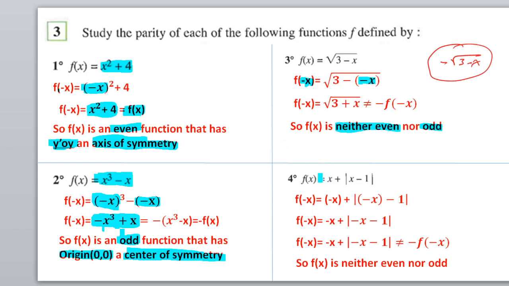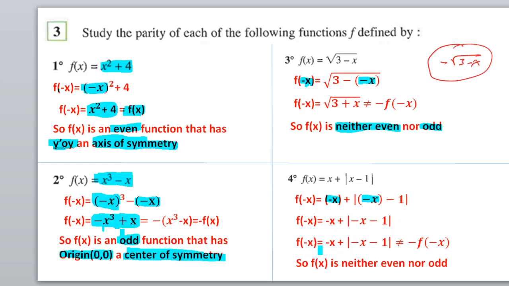f of x equal x plus absolute x minus 1. So f of minus x equal minus x plus absolute value of minus x minus 1. I remove the bracket, so it becomes minus x minus 1. Okay, could I simplify more? I don't know. I think no. We can't simplify, because these are not brackets, these are absolute value.